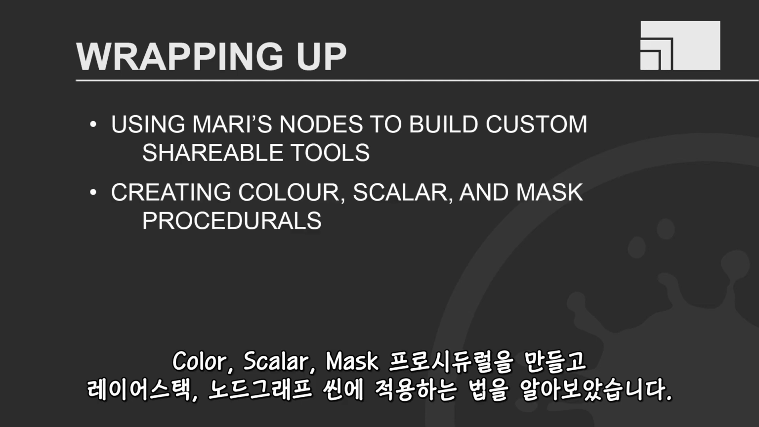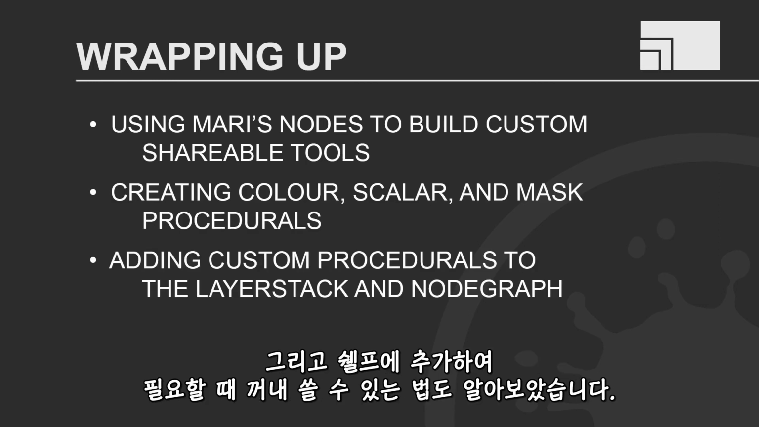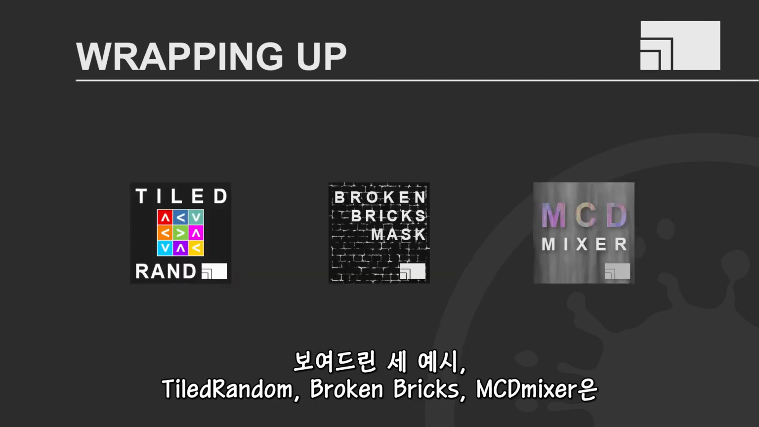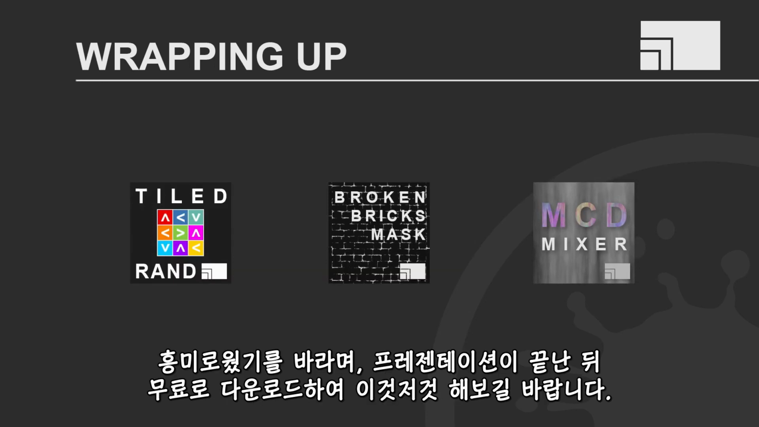We looked at how we can create color, scalar, and mask procedurals and how to apply them to the layer stack and node graph scenes, and we've looked at how to add them to your shelf and grab them and use whenever you need them. Those three examples, the tiled random, brick edgewear, and MCD Mixer, are just scratching the surface of what you can create with custom procedurals. I hope you found them intriguing and you'll grab the free downloads to play with after the presentation.